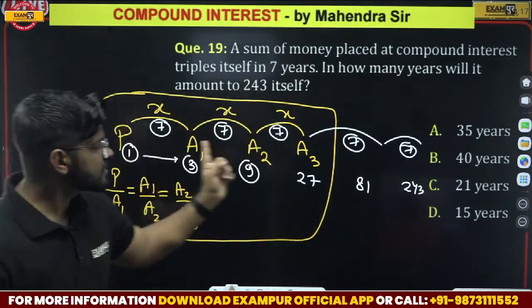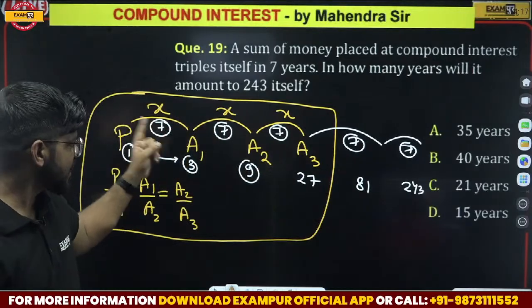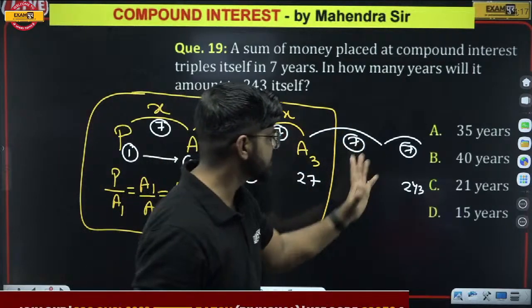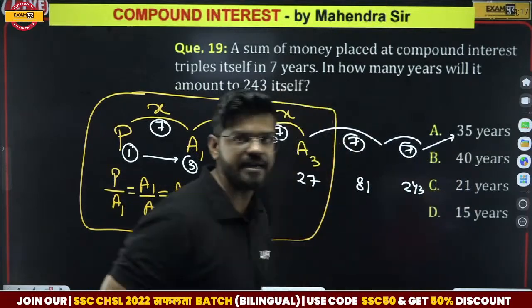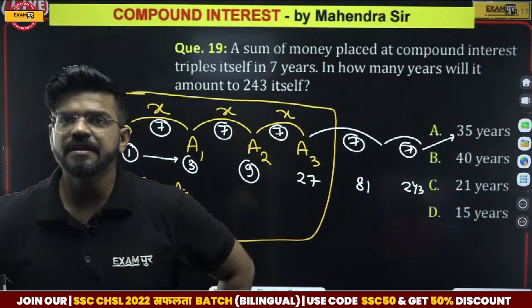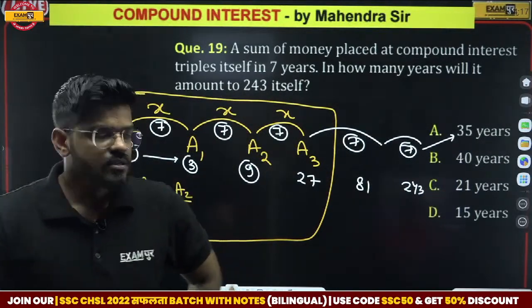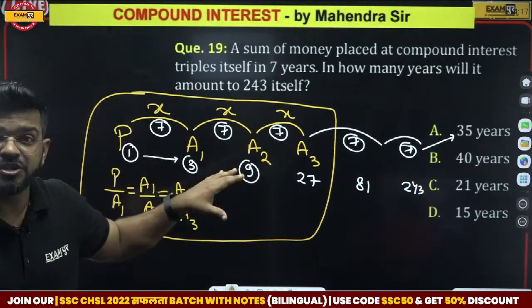So this becomes this in how many years? 7 plus 7 plus 7 plus 7 plus 7, that means 35 years is my right answer. Okay, so this is the concept behind the short trick.